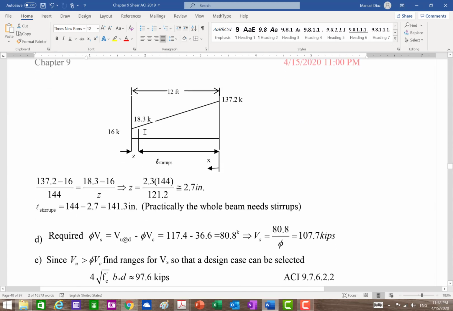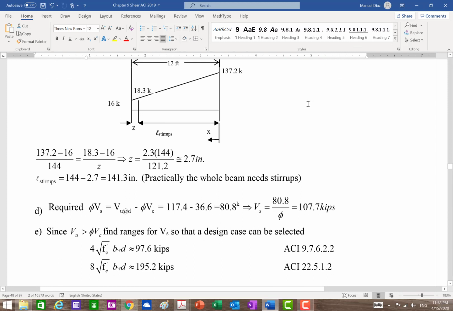Now you can always do the proportions, but in order to have the triangles, I need to do 137.2 minus 16, that gives me the height of the triangle, and then the length, which is 144. And then I have 18.3 minus the 16 will give me the height of the little triangle here, divided by my z value. So now that z value is 2.7. So 144 minus 2.7 gives me 141.3. Really what this is telling me is basically I need to cover the whole length of the beam with stirrups, right?